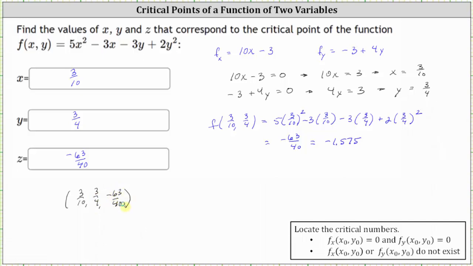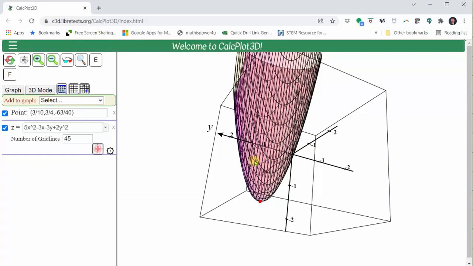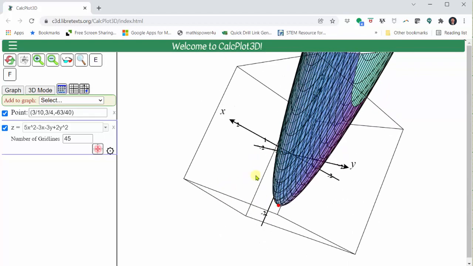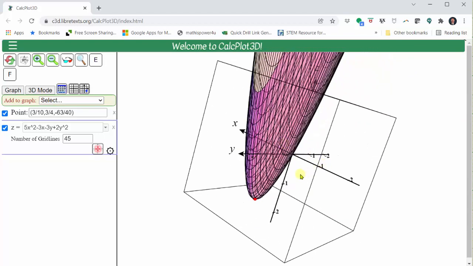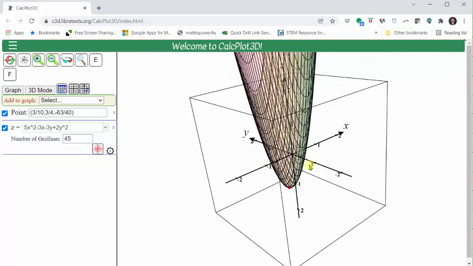which means if the function does have a relative extrema, it would have to occur at this point. Before we go, let's look at this graphically. So here we have the graph of the surface, and the critical point is graphed in red. We can see the critical point does result in a low point on the graph, and therefore the point represents a relative minimum. In this case, actually, it's an absolute minimum.